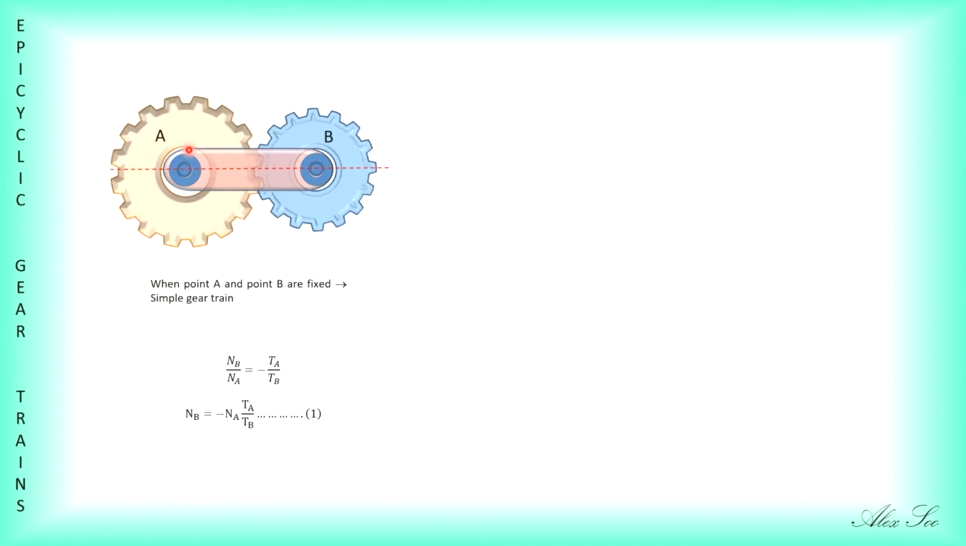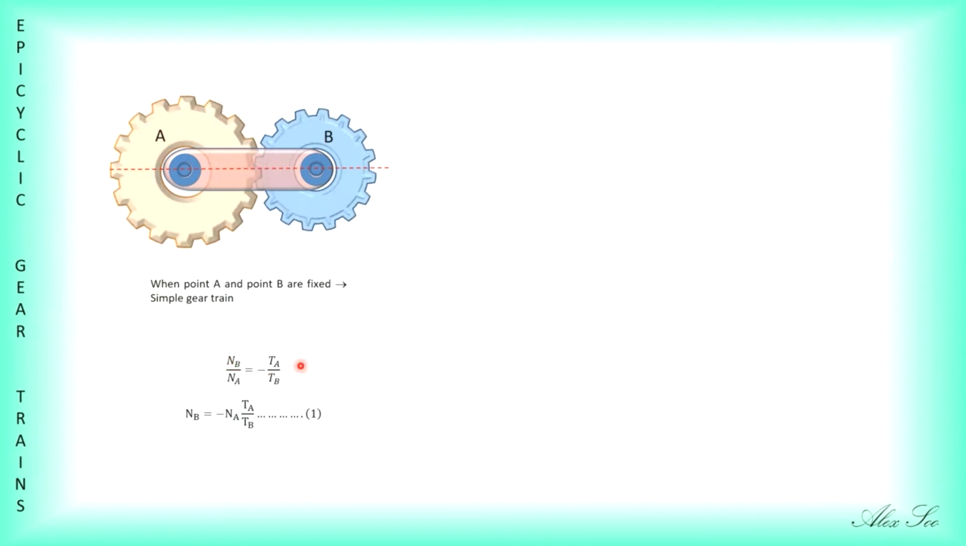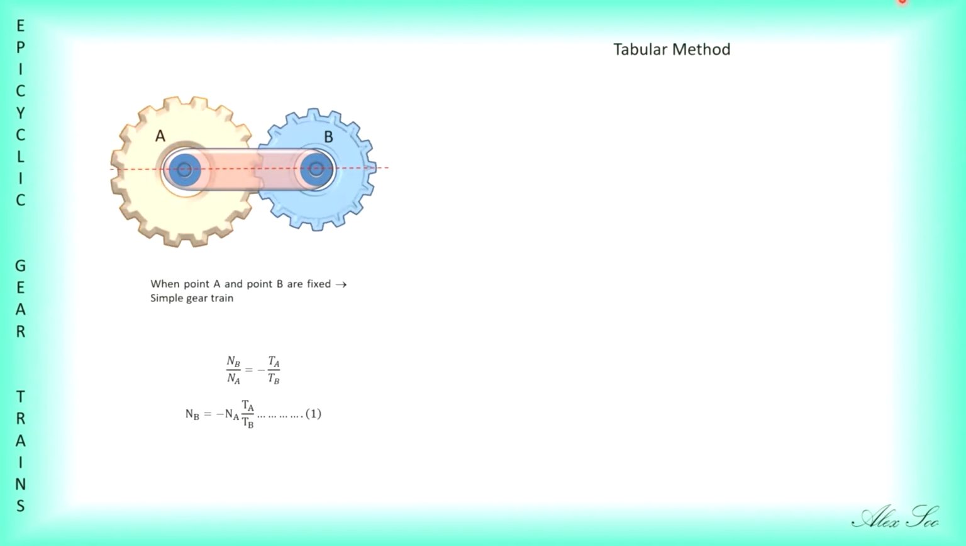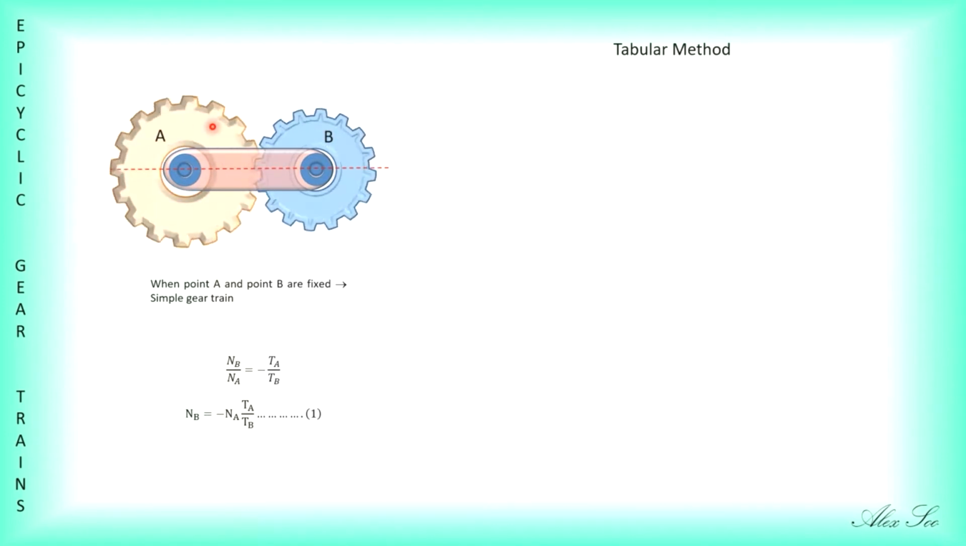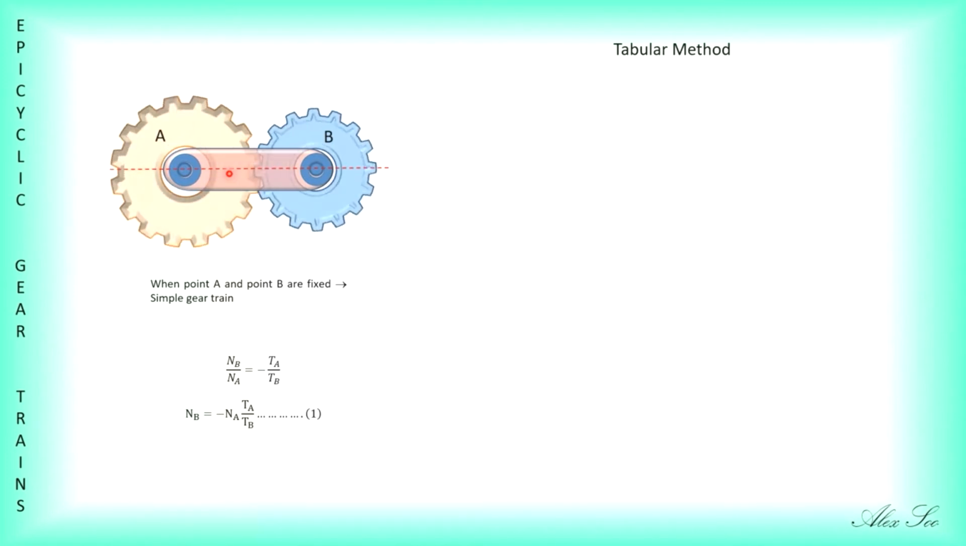Okay, so what we can do is first we can work out based on the simple gear train. This is the first assumption you have to make: let points A and B be fixed. So you can work out the train value by taking B to be the subject, then you have this equation here. So once you have worked out this equation, what you need to do is table the motion of elements. Elements here, we have gear A as one moving element, gear B as another moving element, and the arm is also a moving element. We put the moving elements into a table form.